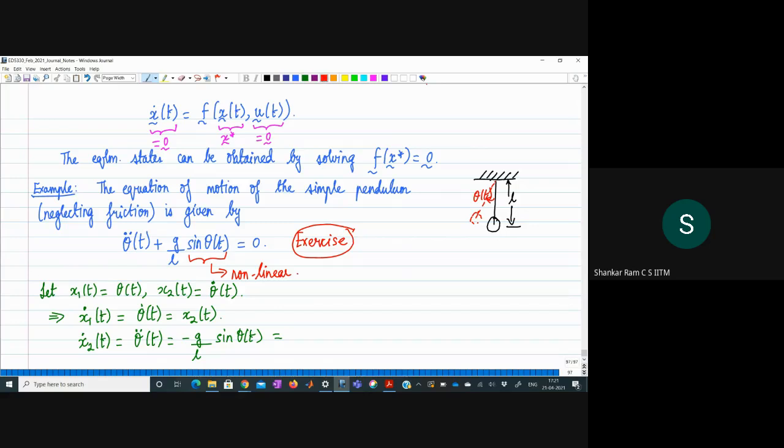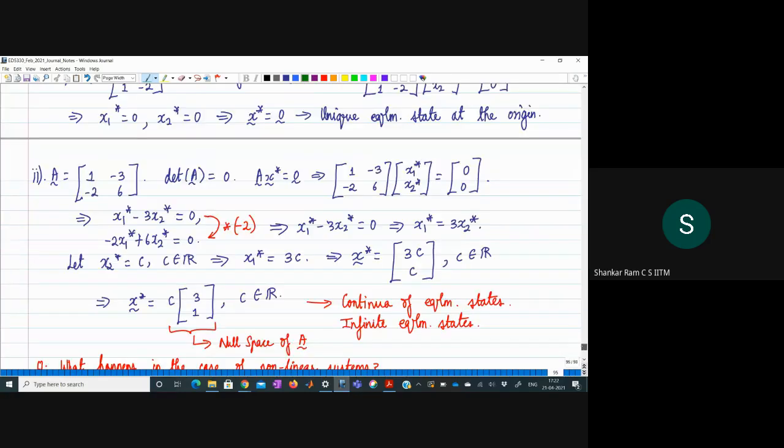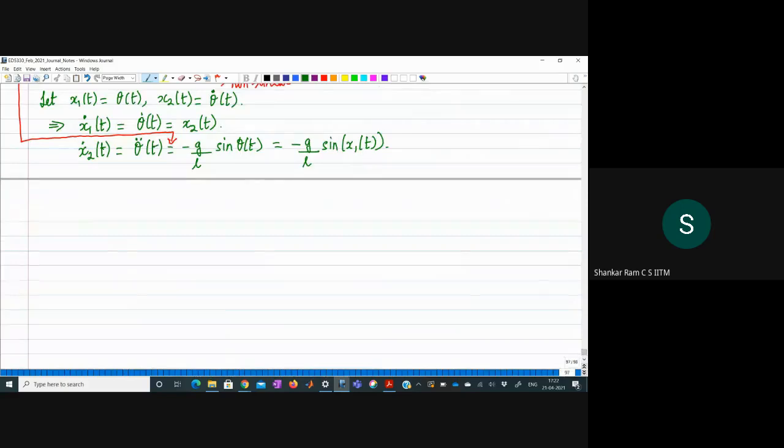So we see that we use this equation here to substitute for theta double dot t as minus g by L sine theta. And since theta is x1, we can rewrite this equation as minus g by L sine of x1 t. Okay, so that's what we have. All right, so these are the two state equations.